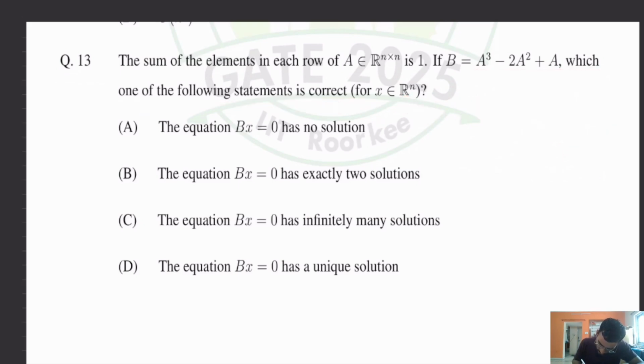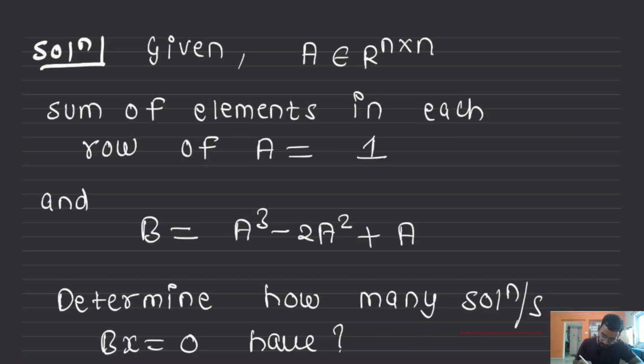Okay, the options are: the equation Bx equal to 0 has no solution, the equation Bx equal to 0 has exactly two solutions, the equation Bx equal to 0 has infinitely many solutions, the equation Bx equal to 0 has a unique solution. So let's jump to the solution.